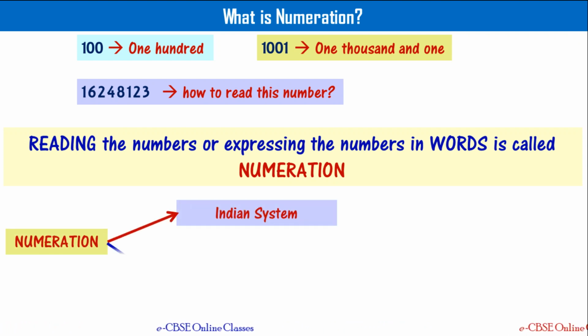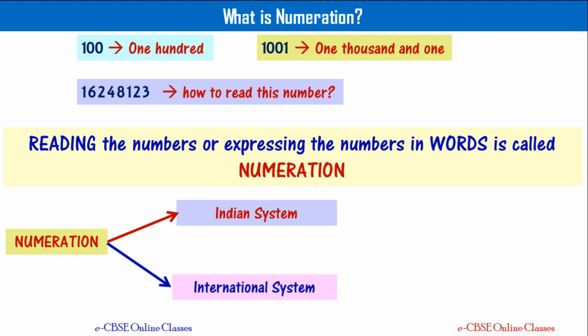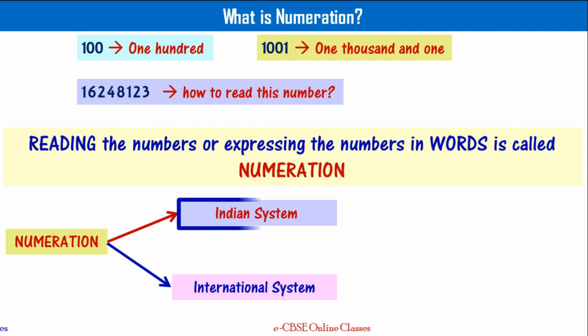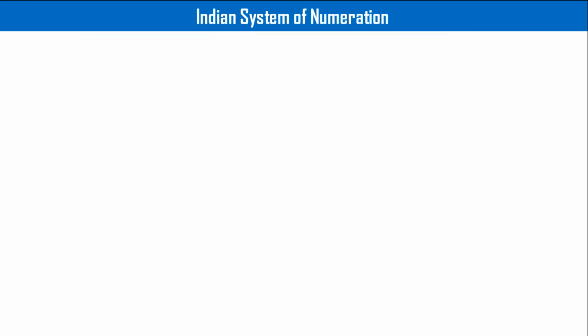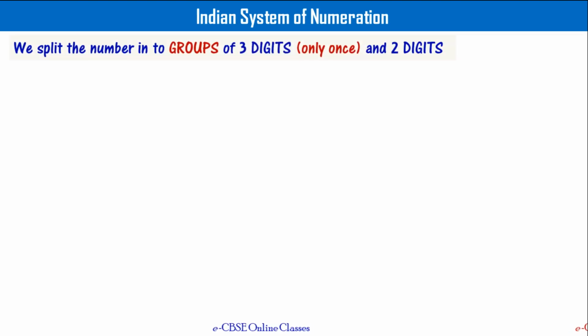We have two systems of numeration: the Indian system of numeration and the international system of numeration. In this video, we learn about the Indian system of numeration. In the Indian system of numeration, we split the number into groups of 3 digits, that is only ones, and 2 digits.